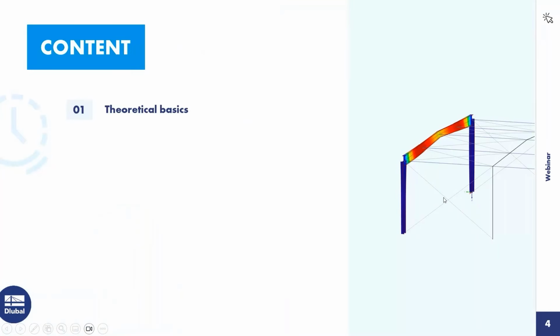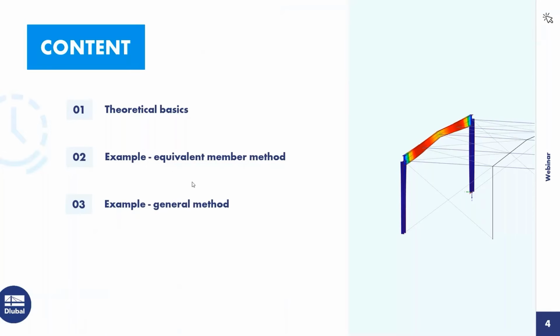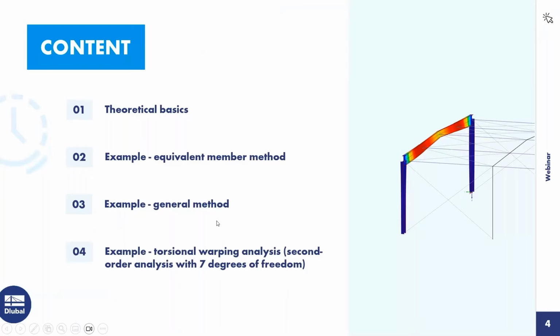To the agenda today, first point is theoretical basics. Now, it's only a small chapter in this webinar. It should be more a practical webinar. I've got only 3 slides. Then I start with the first example. I use the equivalent member method, then the general method, and in the third example, the torsional warping analysis, the second order analysis with 7 degrees of freedom.